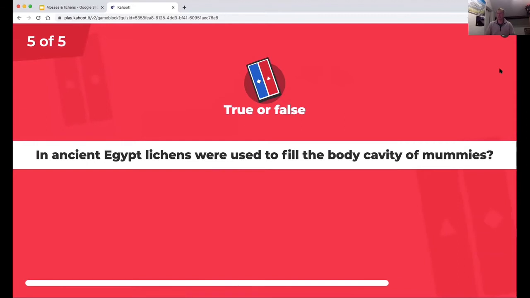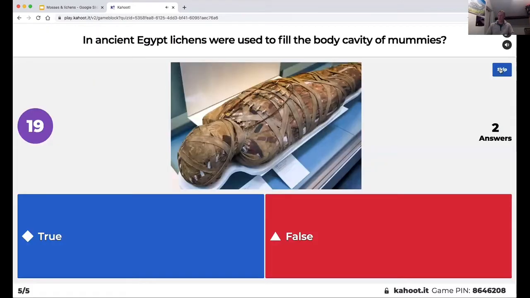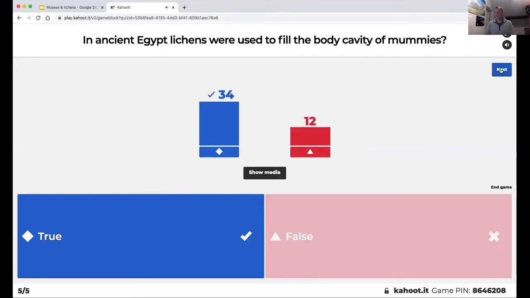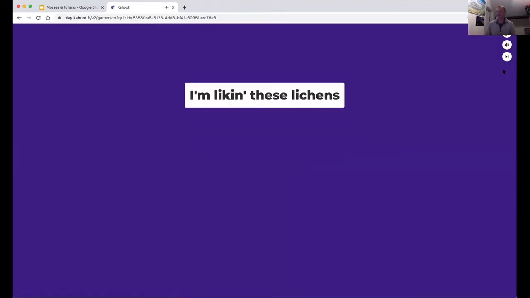In ancient Egypt, lichens were used to fill the body cavities of mummies. Yes, that is true as well. So yeah, well done, everyone. And we'll have a quick look at the leaderboard.